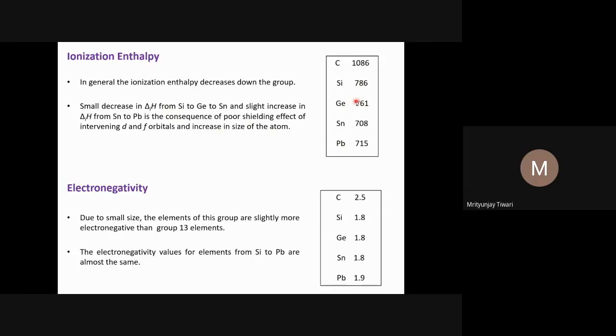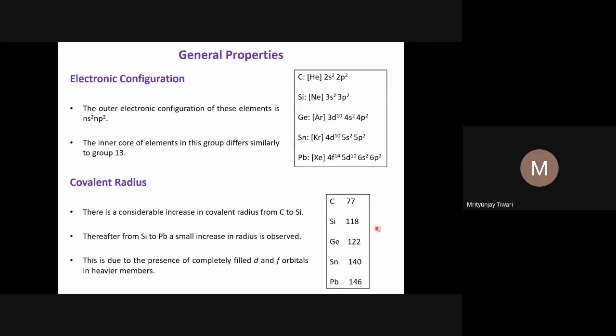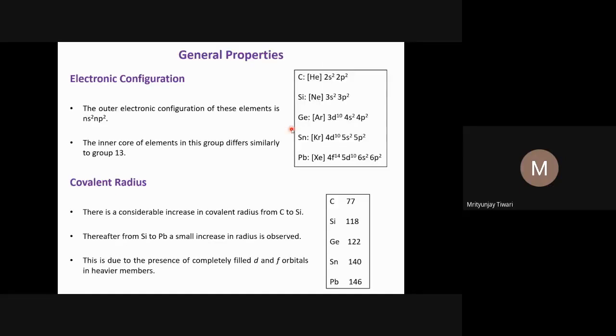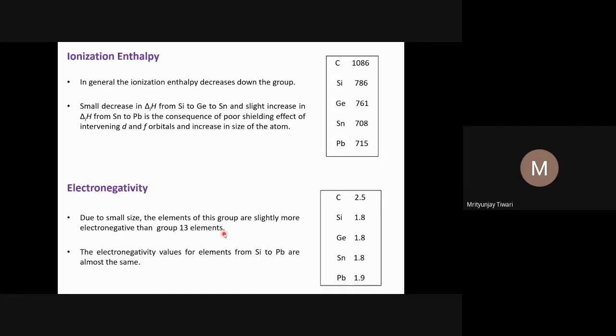From silicon to germanium, we see there is a very small increase, which is a consequence of the poor shielding effect of intervening d and f orbitals and the increase in size of the atoms. The same reason that I cited for a small increase in covalent radius, you can cite for the small increase in ionization enthalpy. Whenever I am talking about ionization enthalpy, it means we are trying to remove electrons. Other than some metals, most of the compounds they form are covalent compounds. So that's why covalent radius is important to study for that trend.